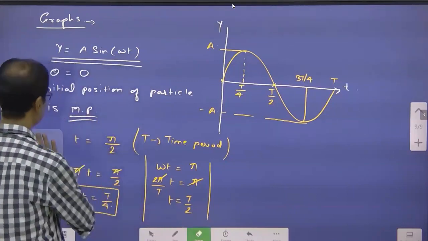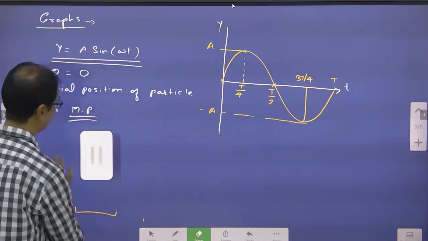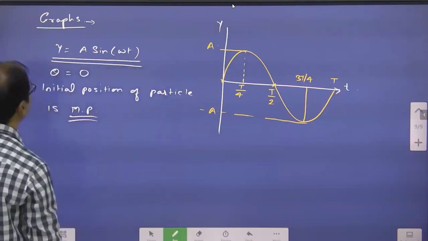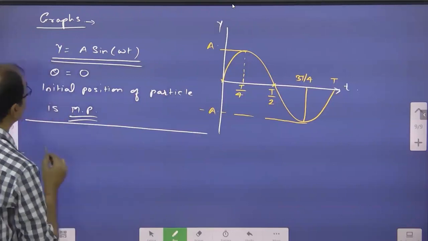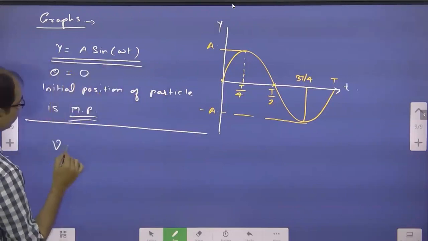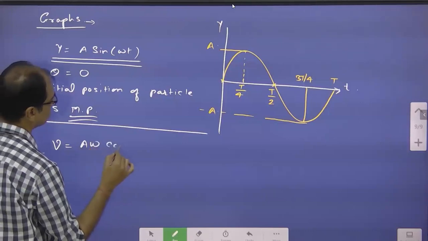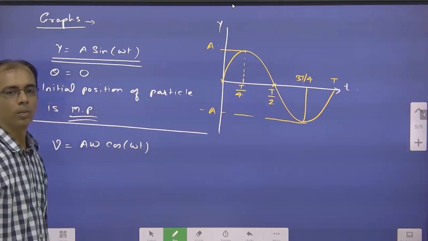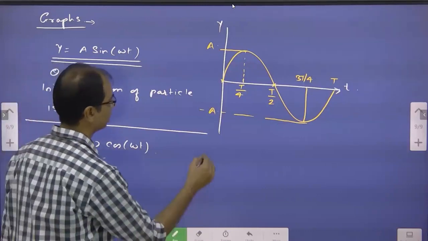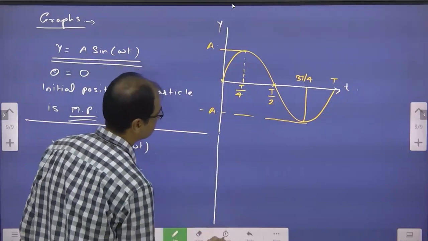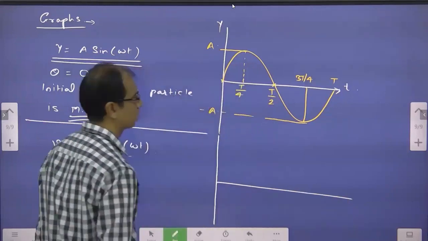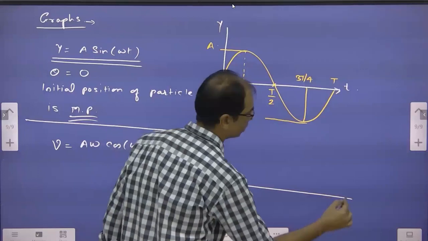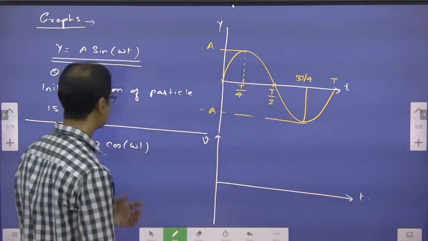Then VT graph. After this, we'll make VT graph now. Let's see. So V is what now? Y equal to A sin omega t. So V equal to A omega cos omega t. V equal to A omega cos omega t. Here only we'll be making. Okay, this is V and this is T. Now this is cos curve.